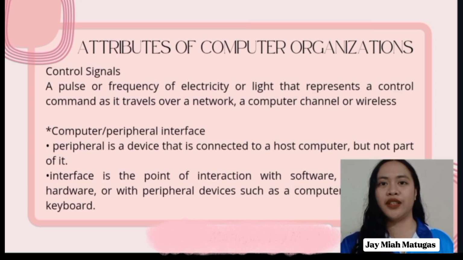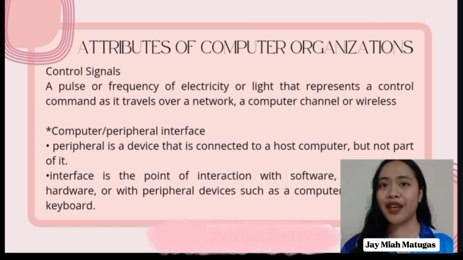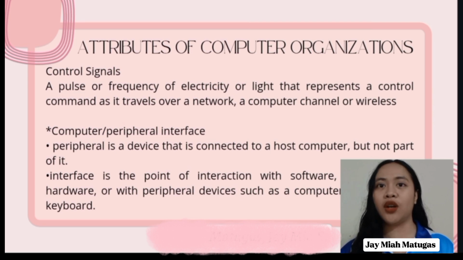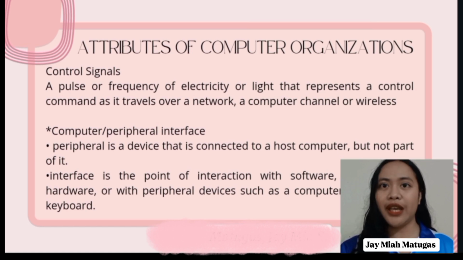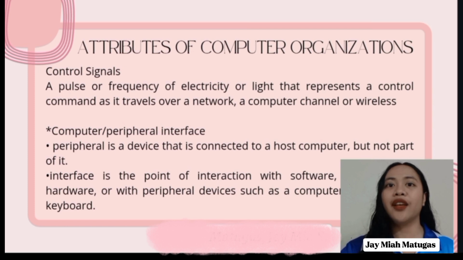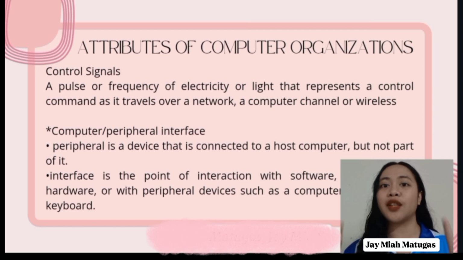First is the control signal. It is a pulse or frequency of electricity or light that represents a control command as it travels over a network, a computer channel, or wireless. Control signals are instruction that guides computer parts like the processor, memory, and screen to work together. They are sent by the control unit acting as the boss or the director, ensuring everything happens at the right time. Without control signals, computer parts would not know what to do, making them crucial for smooth computer operation.